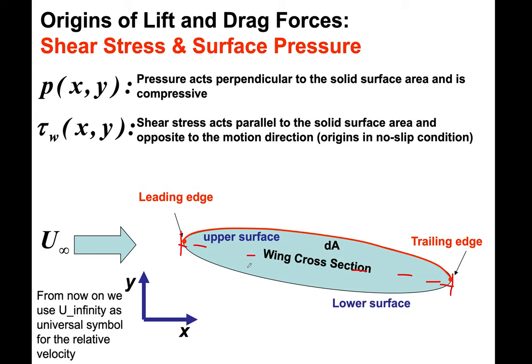We will come to this later. The angle between the chord line and U infinity. So that's the chord line here, and that's your U infinity. This angle is called the angle of attack of that wing. And it doesn't have to be just the pitching angle of attack.